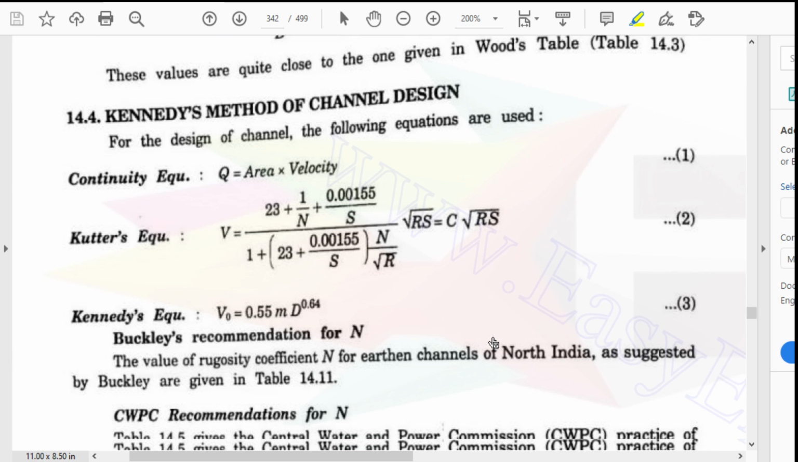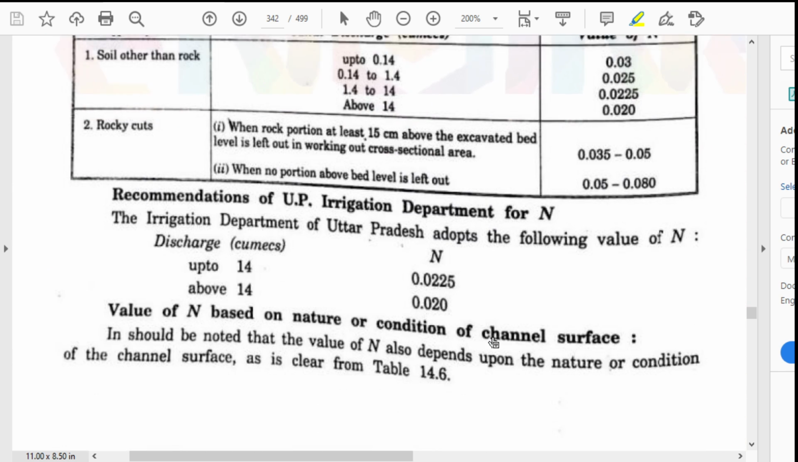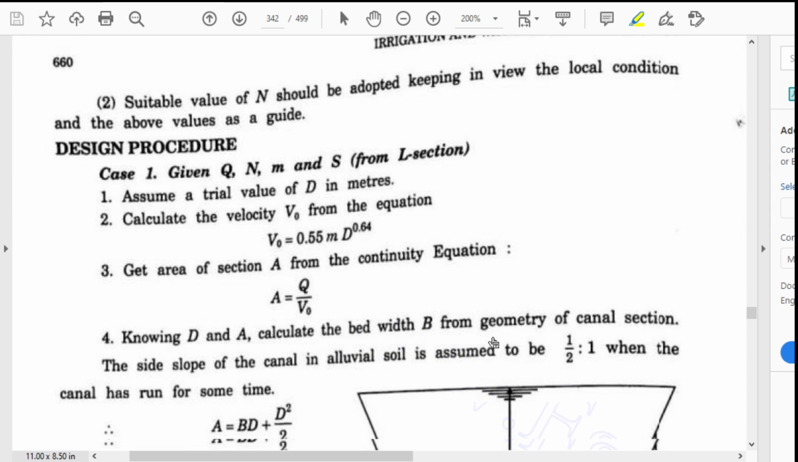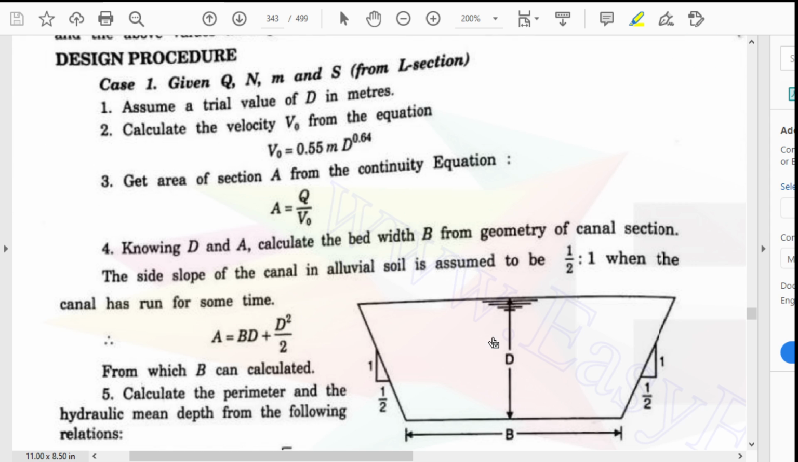Okay. The design procedure for Kennedy's theory is here. We can design the section by using two cases. First is from the normal L section and second is from the wood stable. I will explain what is wood stable. Now first design procedure. This is a very simple procedure. Only thing is that you have to remember the formulas. 2 or 3 formulas are there. You have to remember Kennedy's formula, Kutter's formula and all.